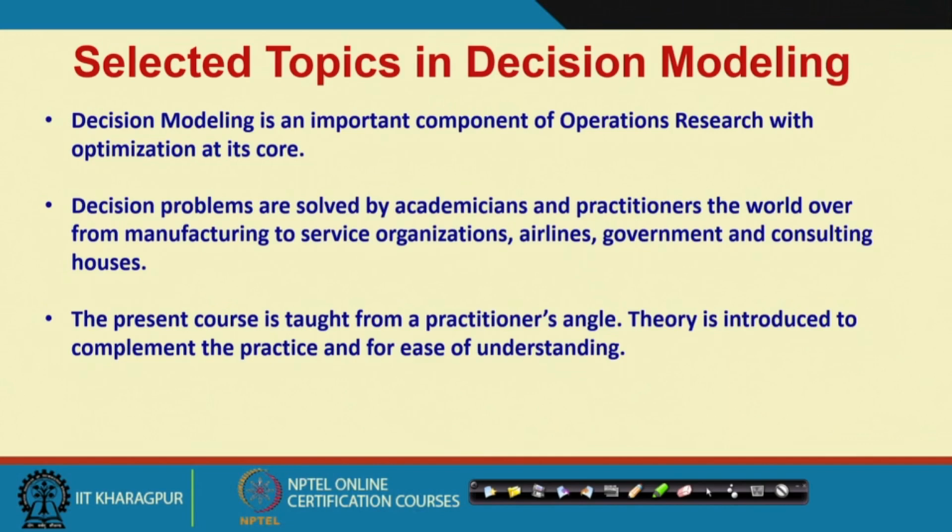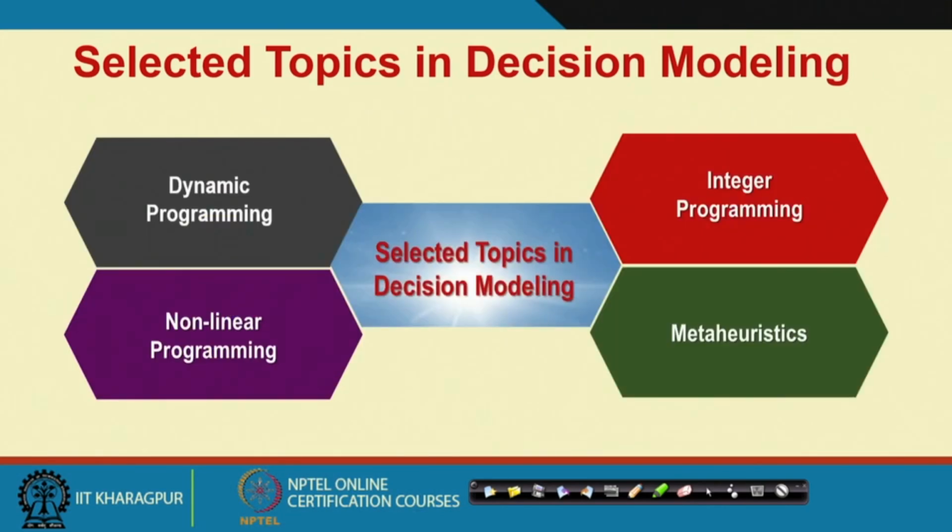What we are going to do in this particular course, and that is why we are calling it selected topics in decision modeling, we have taken up 4 different modules. These 4 different modules are dynamic programming, integer programming, nonlinear programming and meta-heuristics.